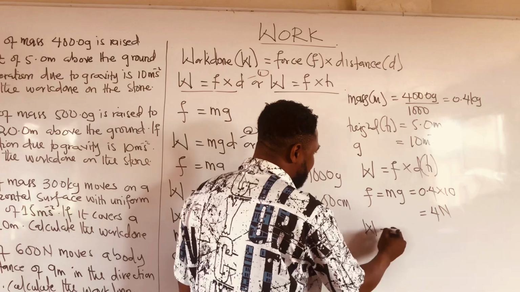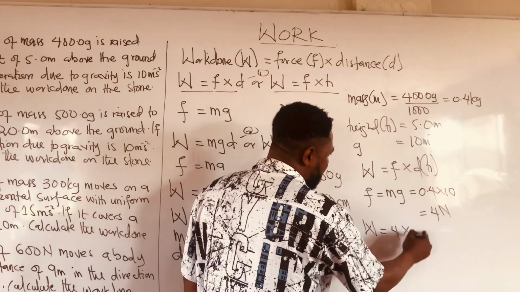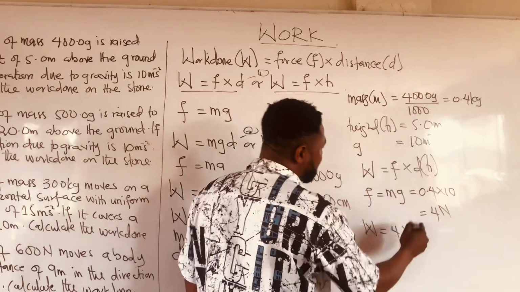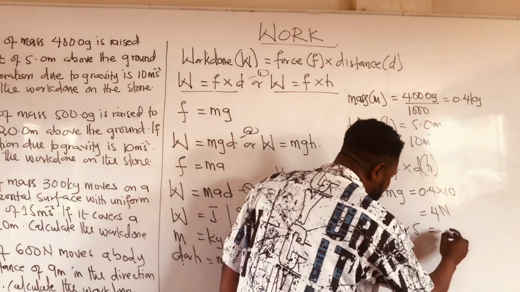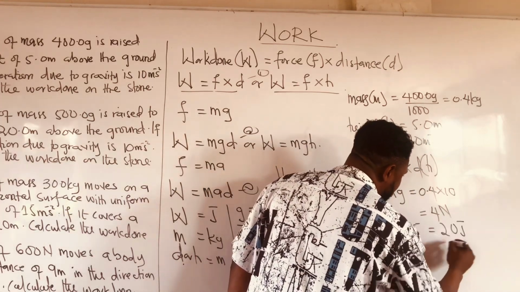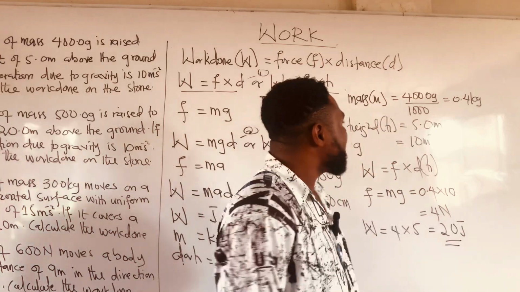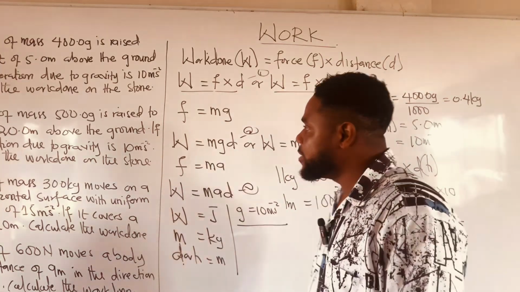Since we know the force now, we can now find the work done. So our work done, the force is 4, and our distance or height is given as 5. So we multiply, and that will give us 20, and we add our unit, 20 joules. This is how we can solve this question.